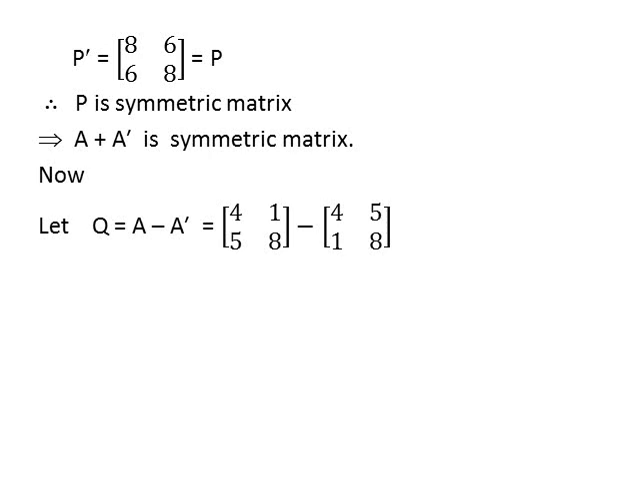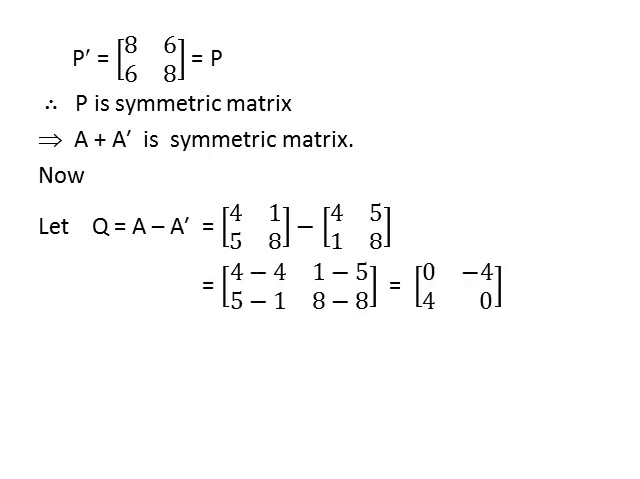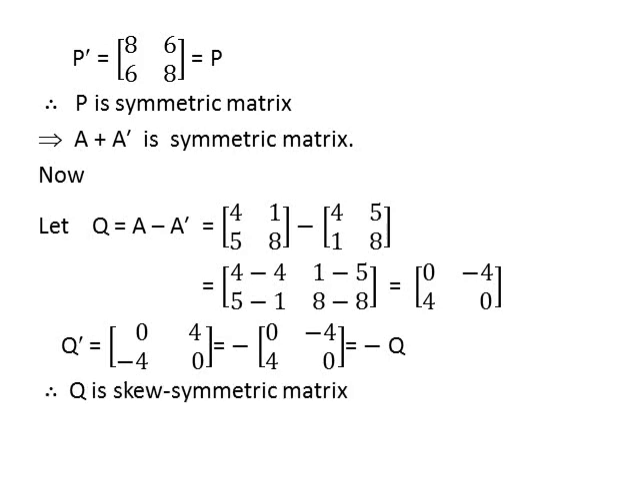Now let's denote A minus transpose of A with Q. In the next step, subtract the elements of the transpose of matrix A from the corresponding elements of matrix A as shown. We get matrix Q equals a matrix of order 2 with elements 0, minus 4 in the first row and 4, 0 in the second row. Now take the transpose of matrix Q as shown. We observe that the transpose of matrix Q equals the negative of matrix Q. Therefore, Q is a skew symmetric matrix.